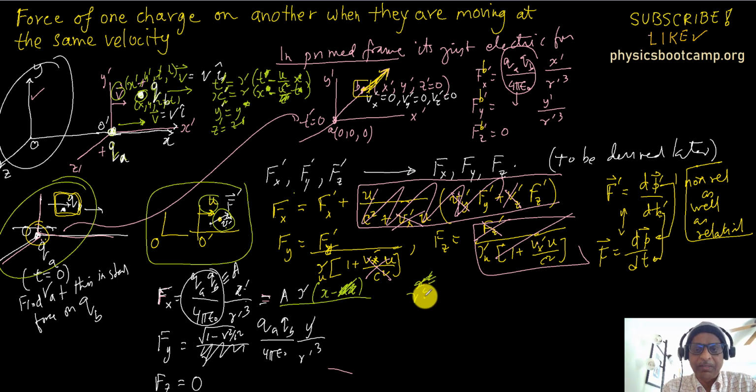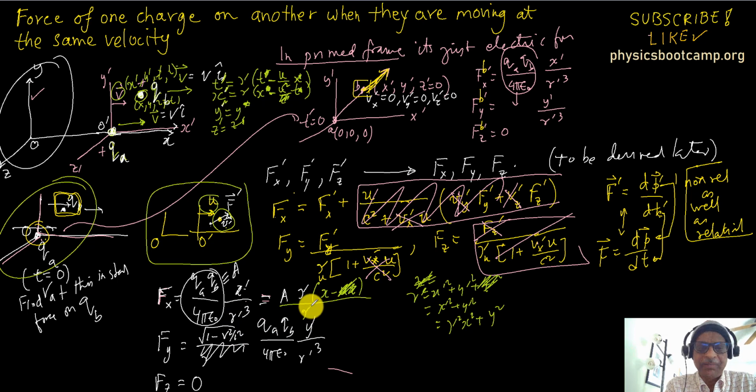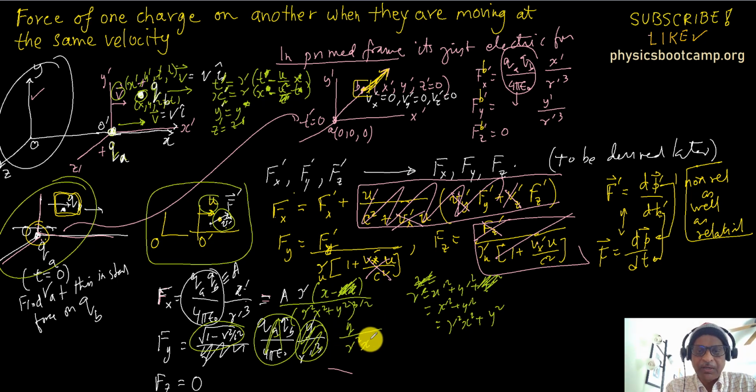And r prime is x prime squared plus y prime squared plus z prime squared, but z prime is 0. So this is x prime squared plus y prime squared, and x prime is just gamma squared x squared, and y prime is y squared. So this is just gamma squared x squared plus y squared to the 3/2, and over here you have this times a, I'm calling that a, and this can be replaced by just y over gamma squared x squared plus y squared to the 3/2.